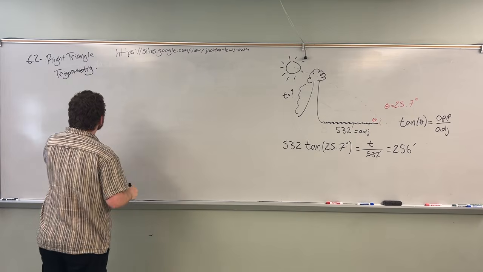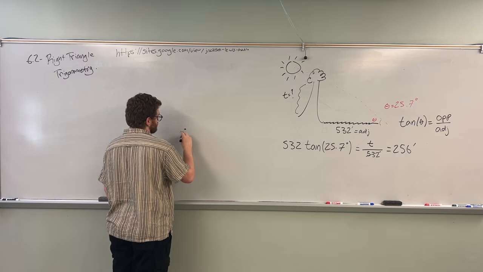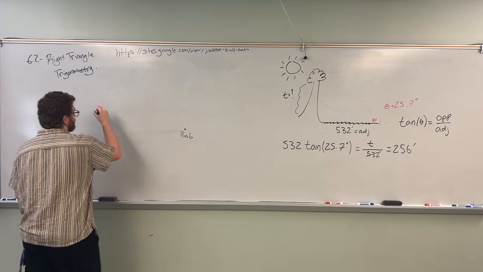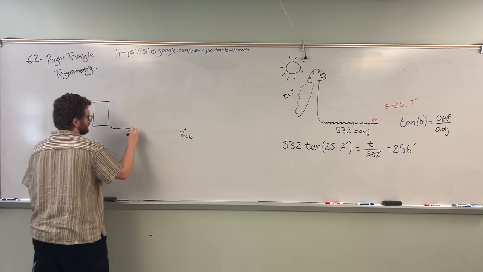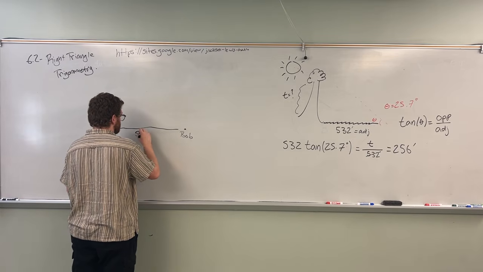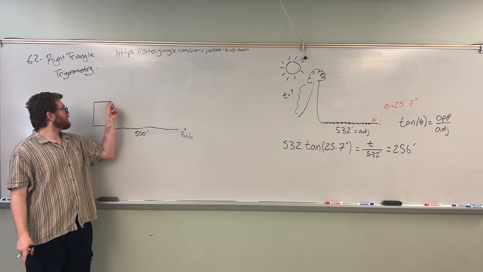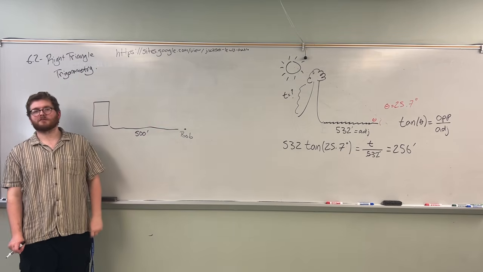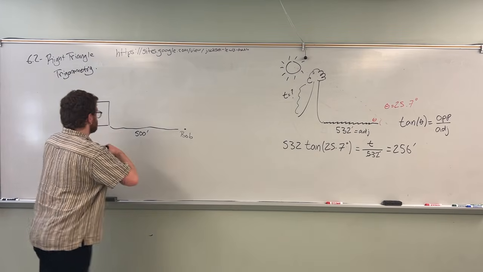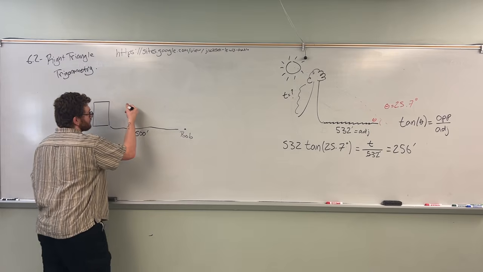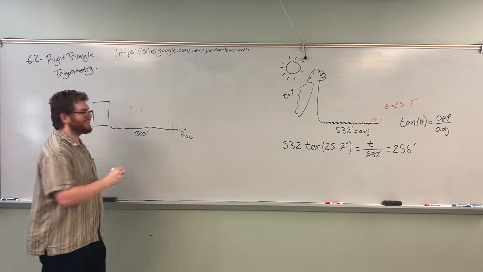The next one is I have a guy, maybe Bob, and he's standing 500 feet from a building. From Bob's line of sight to the top of the building, we're assuming Bob is 0 feet tall. I'll use blue for this. His line of sight to the top of the building is 24 degrees.